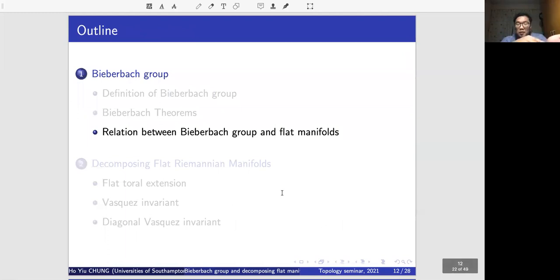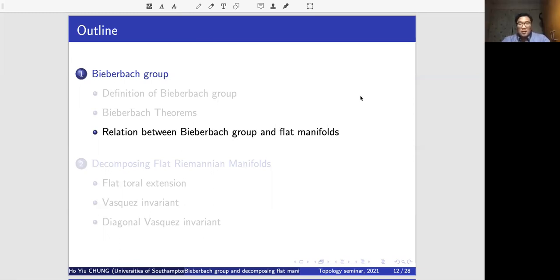So after the Bieberbach theorems, we should know what the algebraic expression for a crystallographic group is, and because of the exact sequence, we know how to construct a crystallographic group by just a finite group acting on a lattice. And then when you get the extension, you get a crystallographic group.